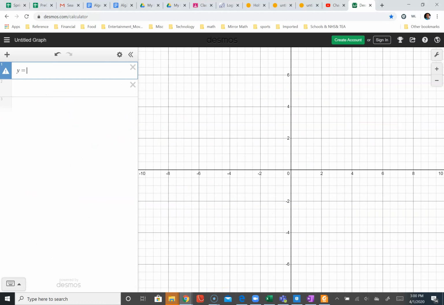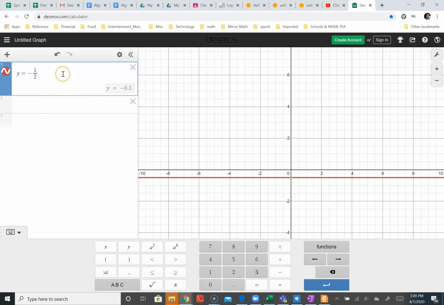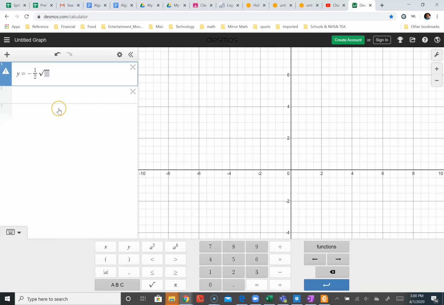Y equals, we can do it to the 1/3 power, or first we need our negative 1/2, so negative 1 divided by 2, space. To get the cube root, we can go functions, miscellaneous, nth root, and our index is 3. Our radicand expression is x plus 2. That's going to shift it to the left 2.